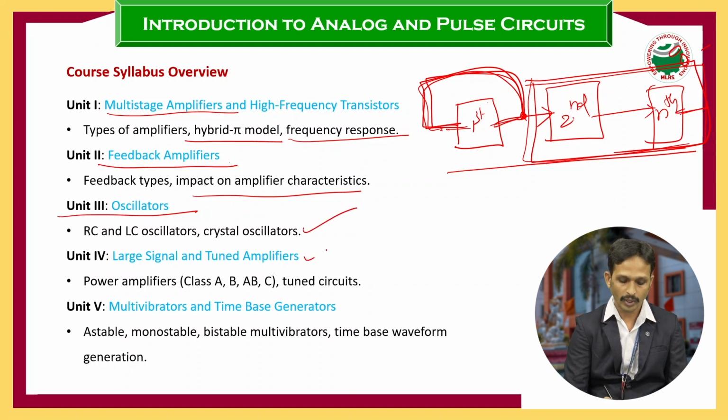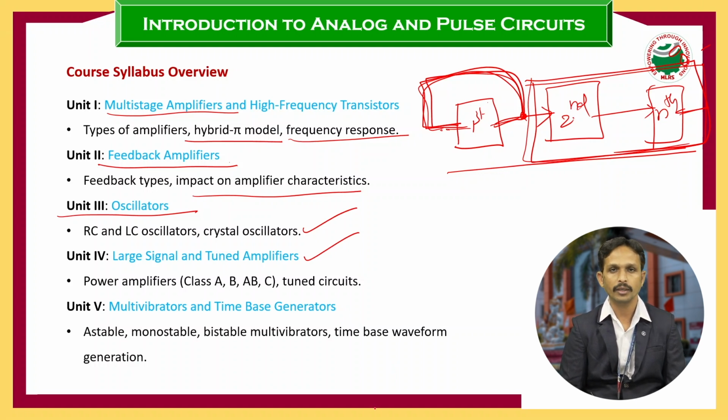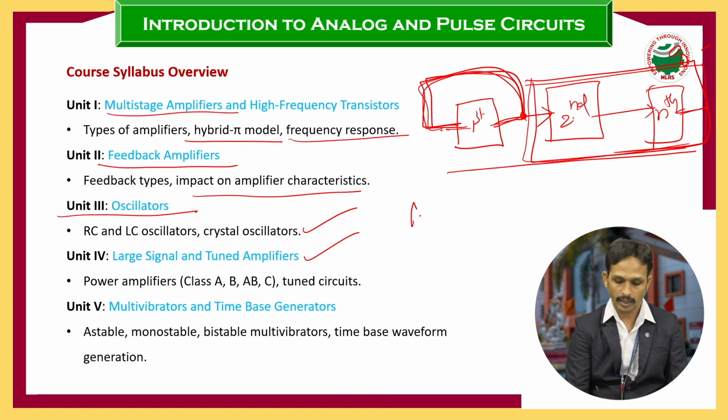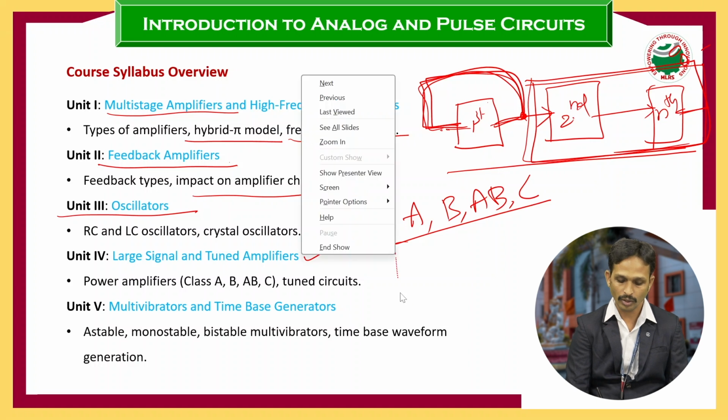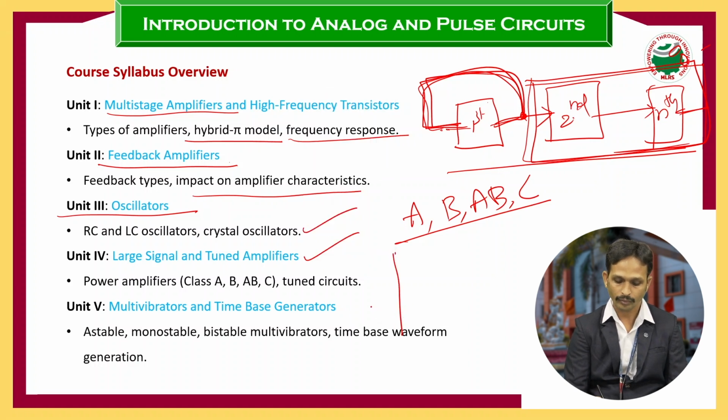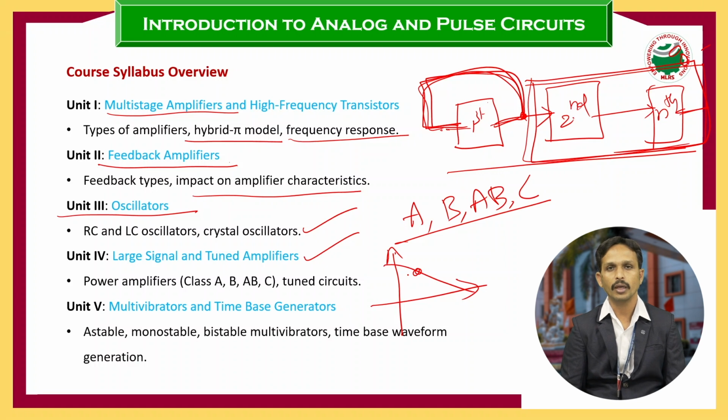Next, in unit 4 we have large signal and tuned amplifiers. Large signal amplifiers are power amplifiers, and here we will study the different types of power amplifiers: the class A amplifier, class B amplifier, class AB, and class C amplifiers. These amplifiers are categorized based on the Q point position of an amplifier with respect to the output characteristics.